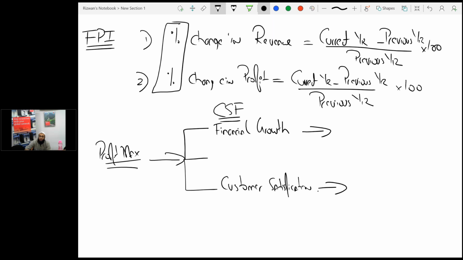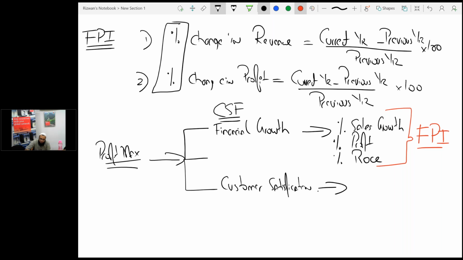So how will they check their financial growth? Through percentage sales growth. For example, percentage profit growth, percentage return on capital employed, which is making it quite clear that financial growth will be measured through financial performance indicators, which are known as FPIs. Are you getting my point?